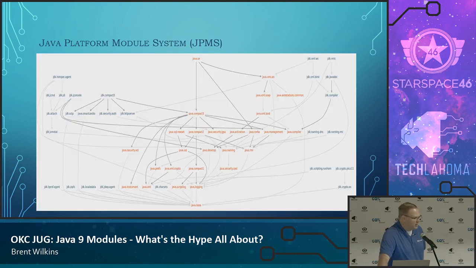So here's the graph. I was wondering how this was going to look on the big screen. If you look down here at the bottom, I don't know if you can see it, but there's java.base. Everything extends from java.base. So there's java.xml right here, which extends java.base. java.sql, which extends XML, and logging all extend base. So this is just the graph of how they broke everything out.